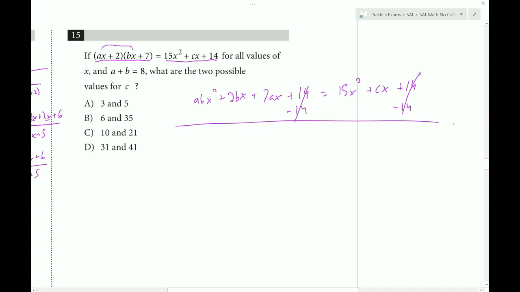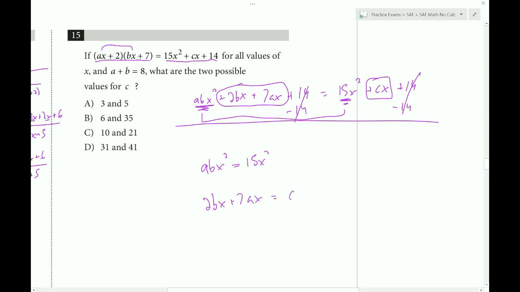Next, what I can consider is that there's an x squared term here, and there's also one here. So as it turns out, these have to be equal to each other. So abx squared will have to equal 15x squared. And similarly, here I have two x terms, and here I just have the one x term. So these also have to be equal to each other in total.